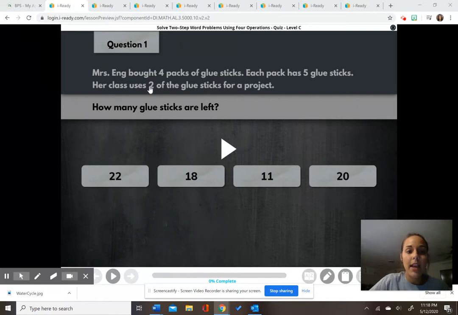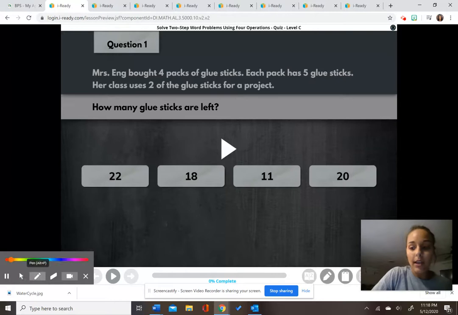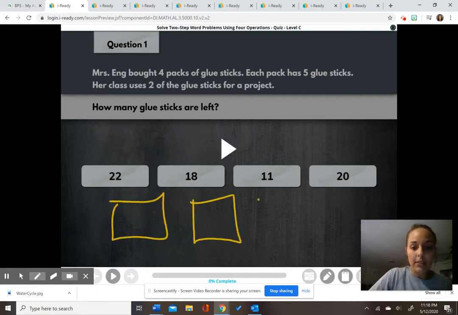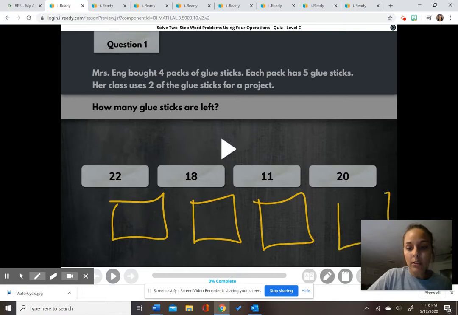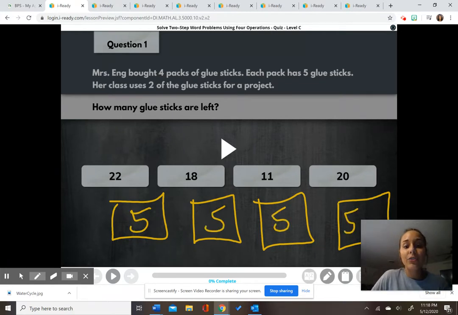It says that Miss Eng bought 4 packs of glue sticks. So honestly, guys, when in doubt, draw a picture. If you have a sheet of paper near you, I would absolutely use a picture, which is what I'm going to do. So she has 4 packs. Let's just say these are like boxes that you would buy for back to school. So we have the boxes. Each pack has 5. 5, 5, 5, 5. And her class uses 2 glue sticks, not 2 packs, just 2 sticks total.